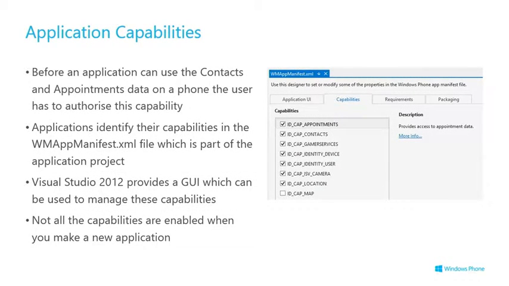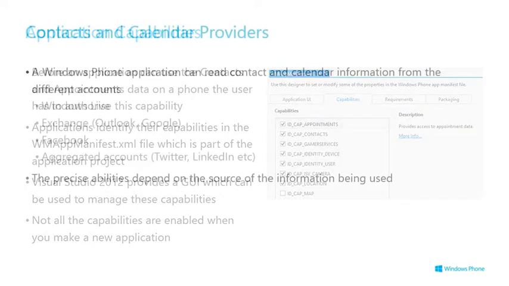So there are some application capabilities that relate to this. Before you use the contacts and appointments data, you need to request the appropriate capabilities. The top two on that list are ID_CAP_APPOINTMENTS and ID_CAP_CONTACTS. So you need to go into the manifest editor and check those.